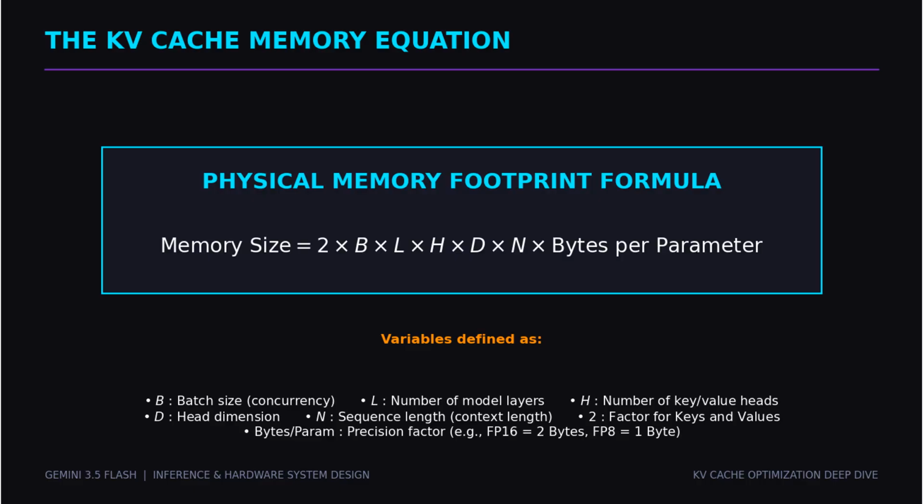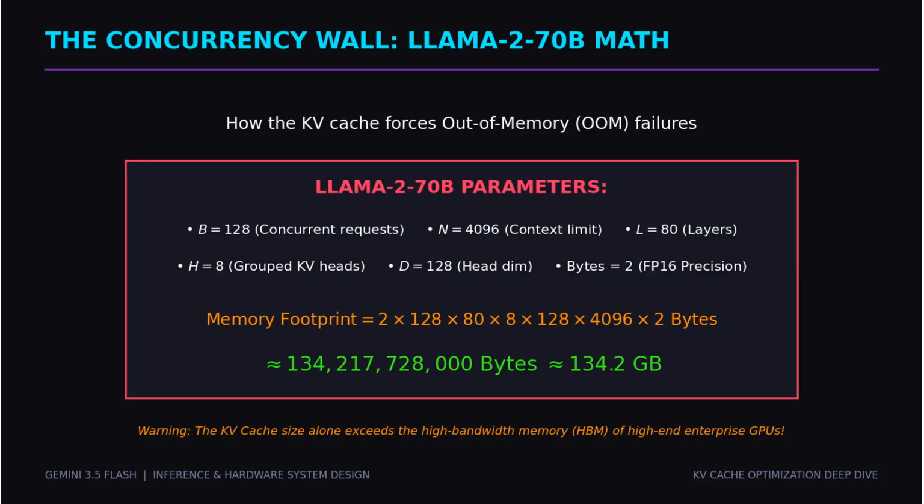While the KV cache prevents redundant computations, it introduces a brutal physical bottleneck: memory capacity. The size of the KV cache is not trivial. It scales linearly with the batch size, sequence length, model depth, and the number of attention heads. Mathematically, the memory footprint in bytes equals 2 times the batch size, times the sequence length, times the number of layers, times the number of heads, times the head dimension, times the bytes per parameter.